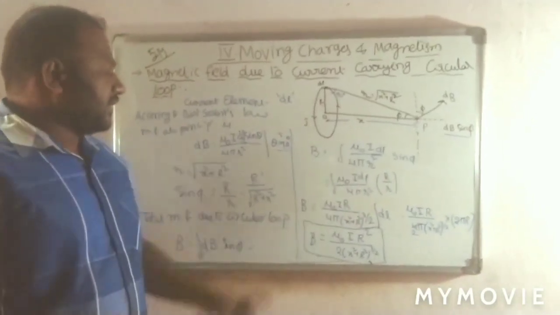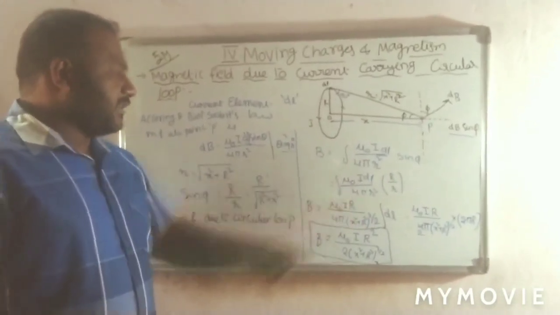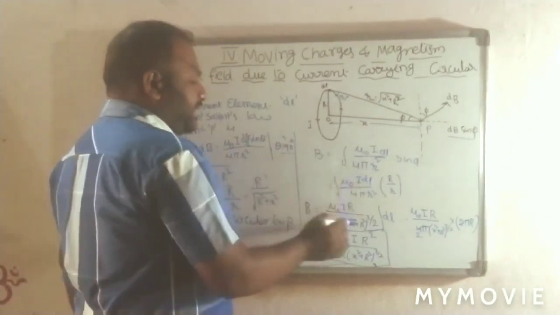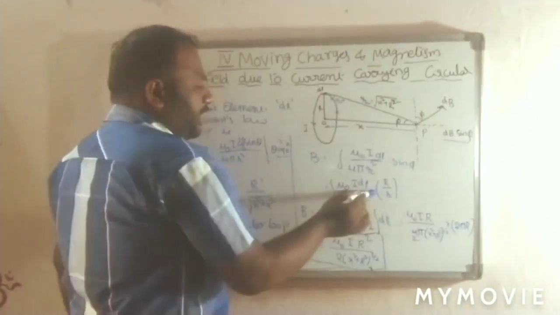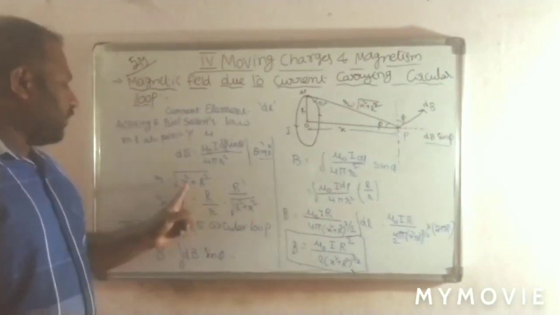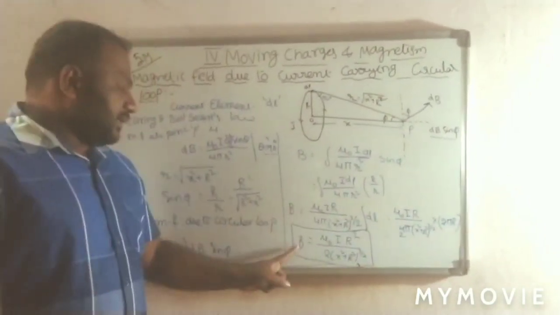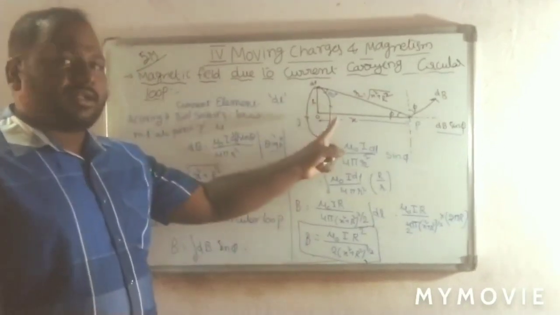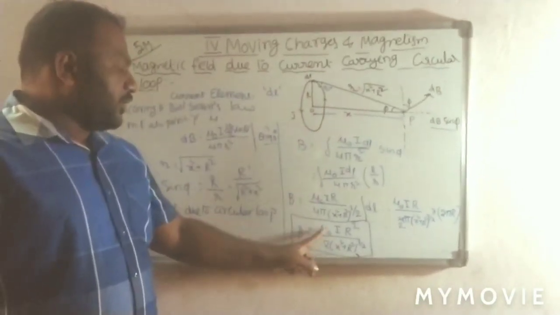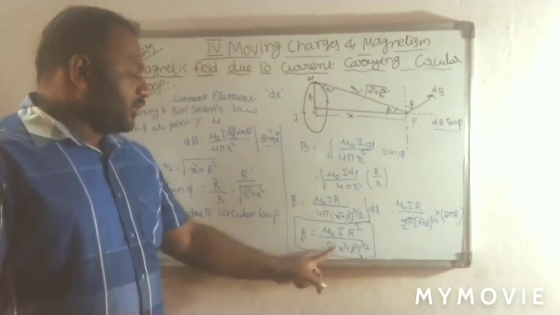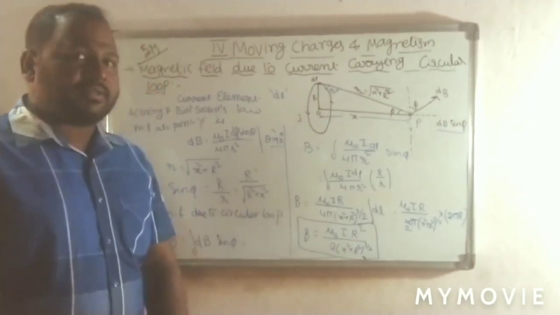Now by substituting, the integral of mu naught I dl by 4 pi r square, with sin phi as capital R by small r. By simplifying, the integral of dl is nothing but 2 pi r, and small r is nothing but root of x square plus r square. Substituting and cancelling, the magnetic field due to the circular loop is B equal to mu naught I r square by 2 into x square plus r square whole power 3 by 2.